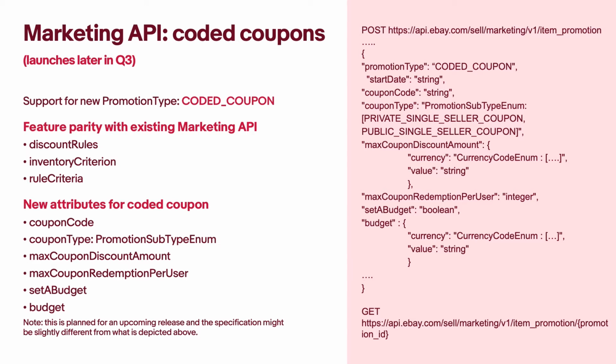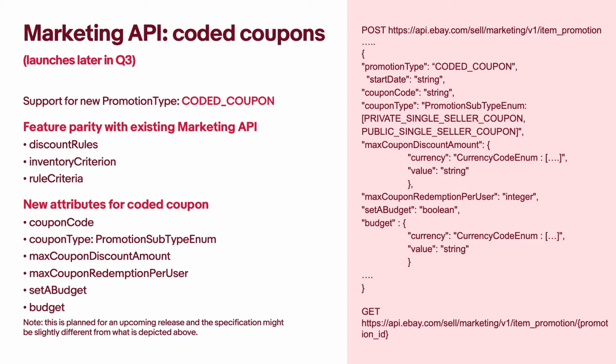You define your campaign criteria for what type of discount or marketing tool you want to use, which inventory you want it to apply to, either picking individual item IDs or rules around which listings you want to provide a marketing campaign for, and then away you go. So we've already seen great usage of the Marketing API, and we wanted to make this new coded coupon functionality fit right in there and be as easy to use as the rest of the features.